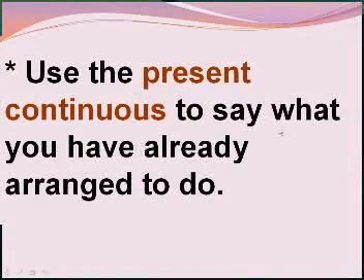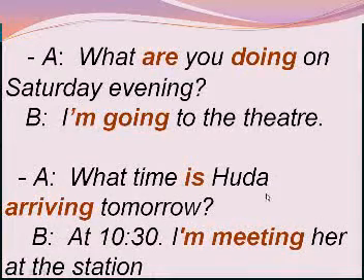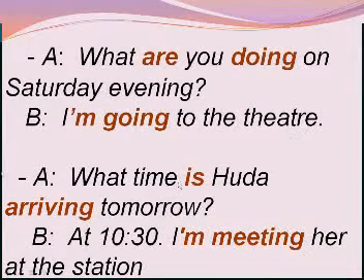Use the present continuous to say what you have already arranged to do. So you decide to do something not at the time of speaking, but before speaking. Okay? Something that is arranged for. For example, what are you doing on Saturday evening? I'm going to the theater. So it means you have planned that before.